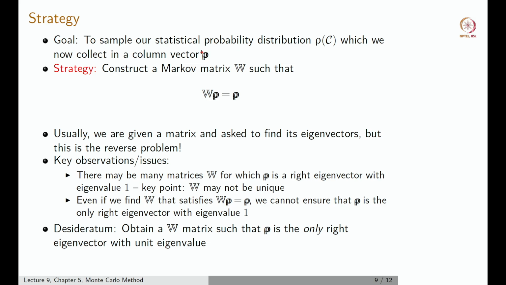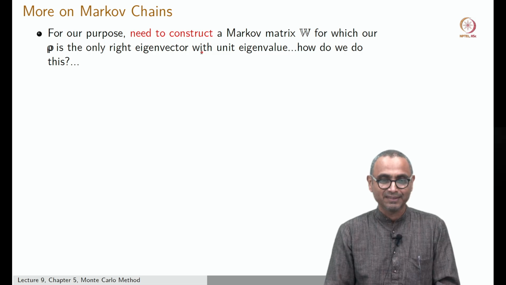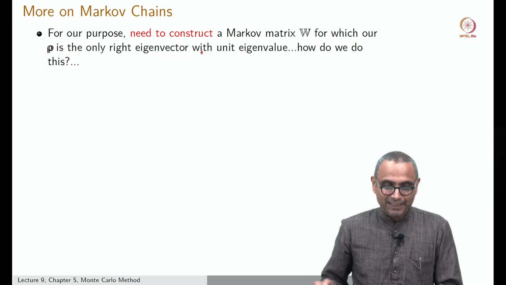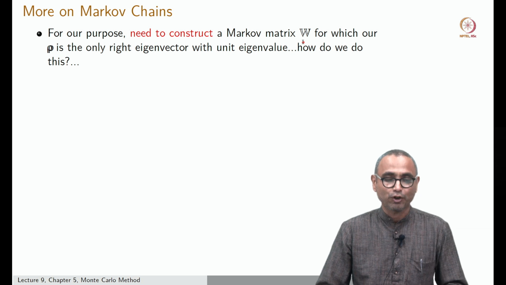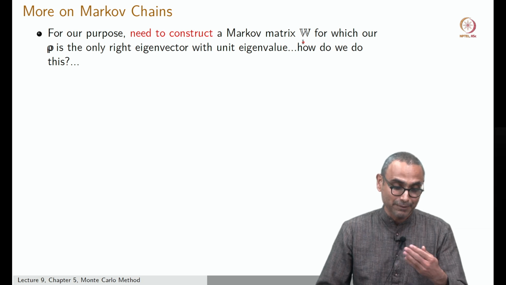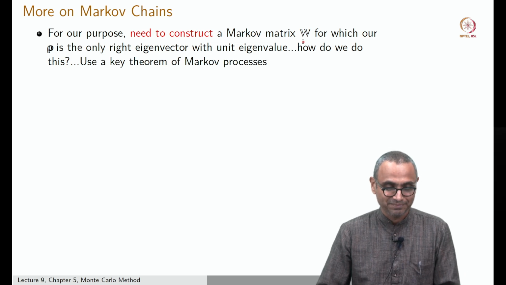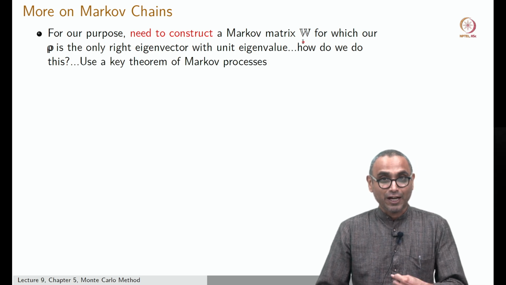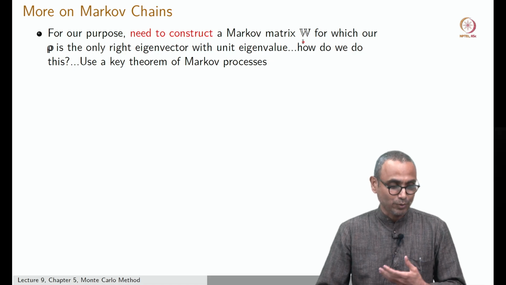To answer this question, we need to study a little bit more about Markov processes. So this is the question. Let me remind you, we need to construct a Markov matrix W for which our rho, the Gibbs distribution, is the only right eigenvector with unit eigenvalue. I will show you in a bit that we are going to use a key theorem of Markov processes to achieve this.